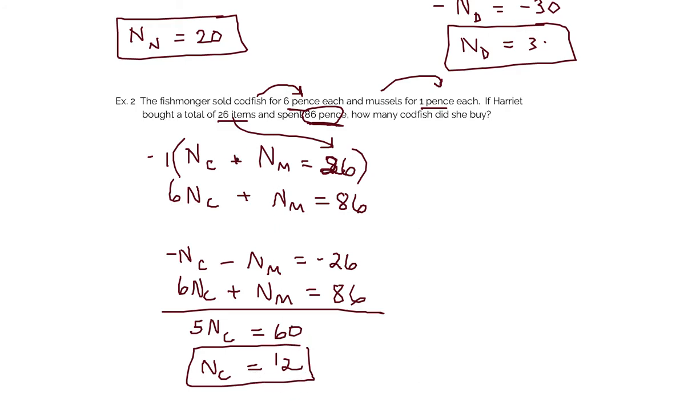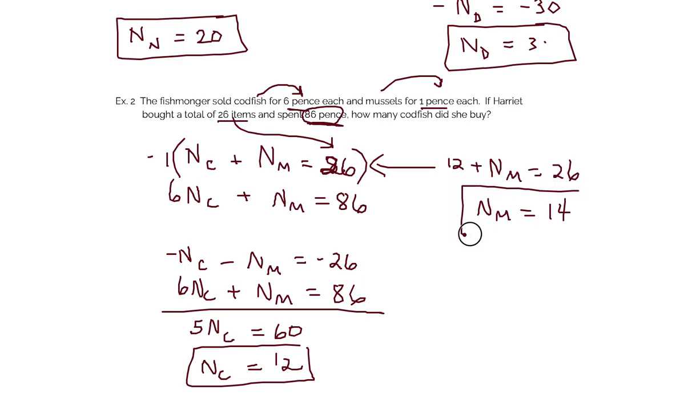So we go back up to the easiest equation. So we have 12 plus the number of mussels equals 26, and the number of mussels equals 14. And that is all there is to these value word problems. You just need 2 equations. We did these last year, so it's really nothing new from last year. Unless you didn't have it last year, then it's brand new.